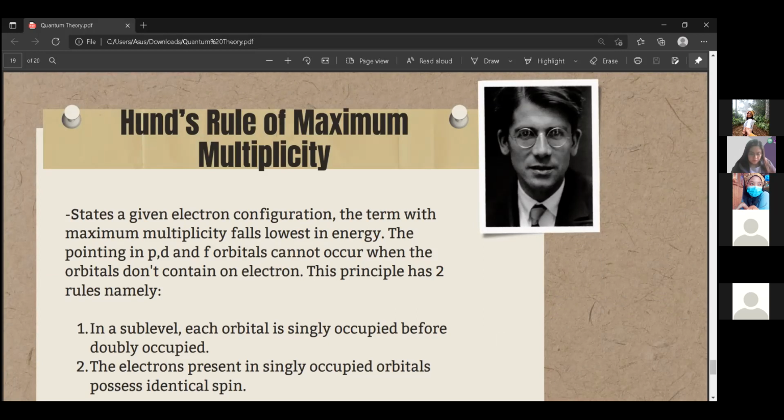In this principle, there are 2 rules. The first one is in a sublevel, each orbital is supposed to be occupied first with a single electron before adding another one. The second one is the electron present in a singly occupied orbital should possess an identical spin before adding a spin that is opposite of that.